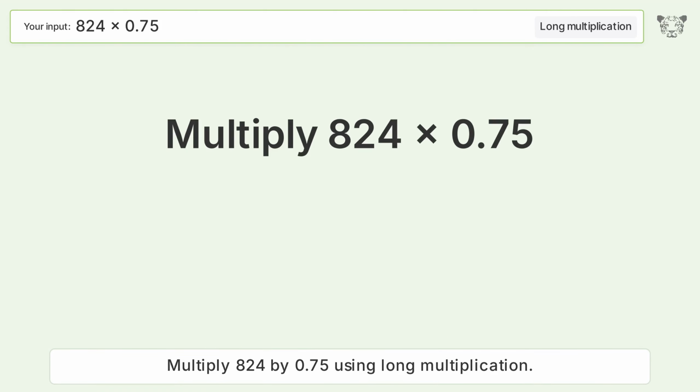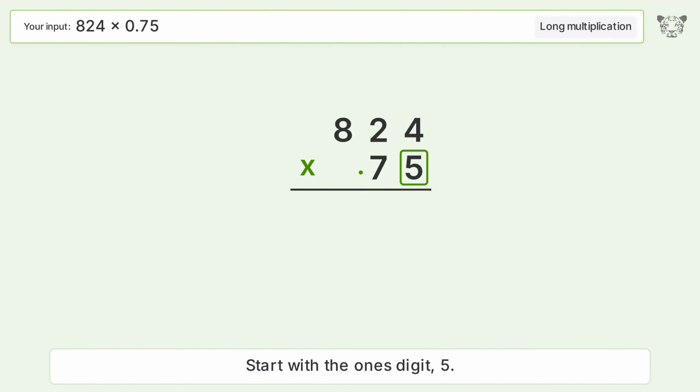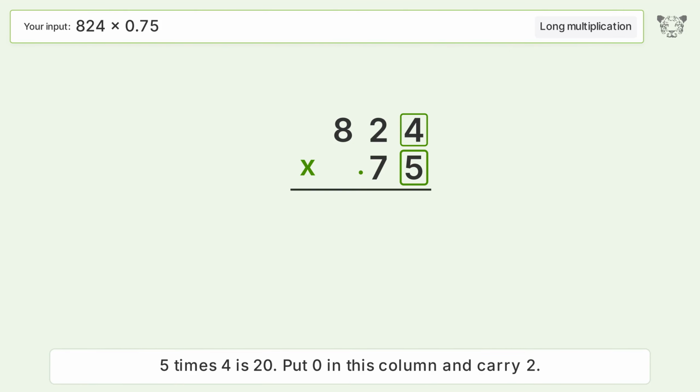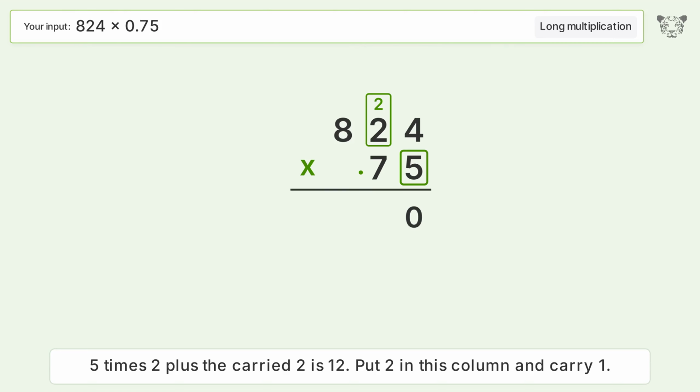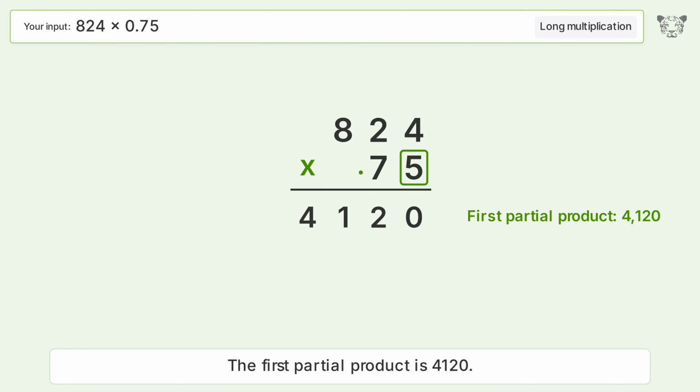Multiply 824 by 0.75 using long multiplication. Start with the ones digit, 5. 5 times 4 is 20. Put 0 in this column and carry 2. 5 times 2 plus the carried 2 is 12. Put 2 in this column and carry 1. 5 times 8 plus the carried 1 is 41. The first partial product is 4,120.